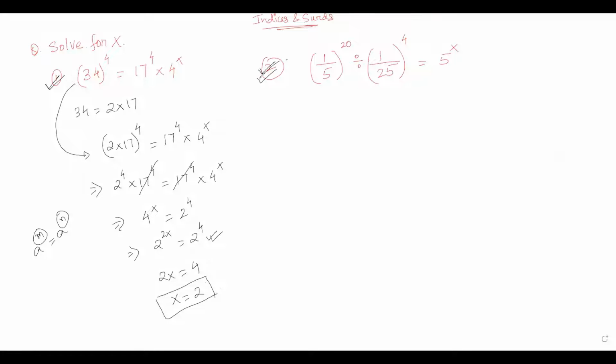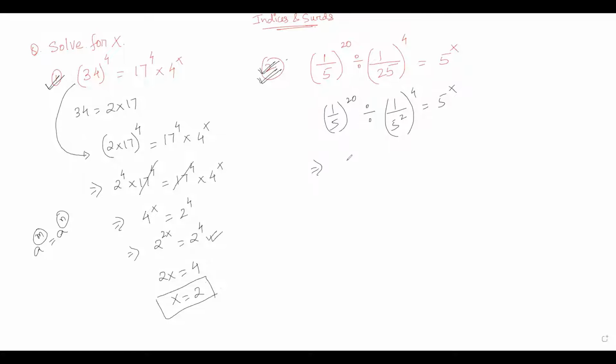Now, if we come to the second one, here 1 by 5 raised to power 20 divided by 1 by 25 raised to power 4 equals 5 raised to power x. So here we can see that we have 5 in the denominator, here we have 25, and here we have 5. So let us try to convert 25 in terms of 5. So this would be 1 by 5 raised to power 20 divided by 1 by 5 square raised to power 4 equals 5 raised to power x.